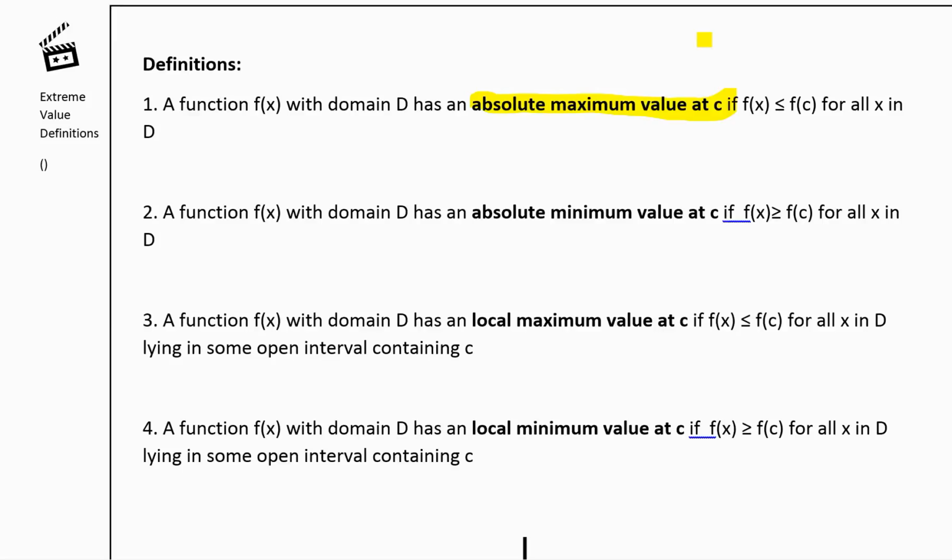Okay. Very similarly, we say a function f of x with the domain D has an absolute minimum value at c if f of x is bigger than or equal to f of c for all x in D. So this just means we have an absolute minimum if the y value at c is less than or equal to, smaller than all the other y values in the domain.